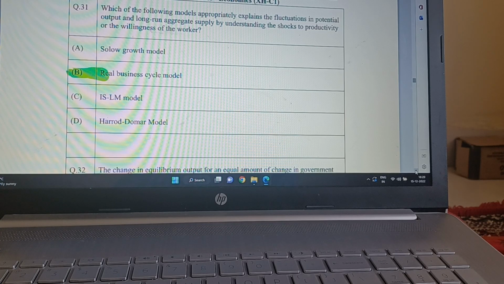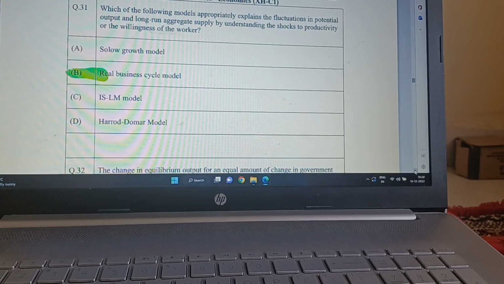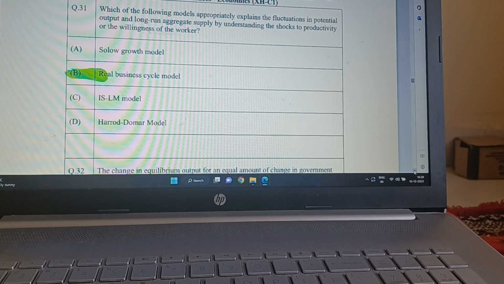What about A, Solow growth model? Well, it is a growth model and doesn't depend on fluctuations, because growth happens uniformly or somewhat positively every year. So that is called growth. If there is negative growth, then that is recession, that is not growth.